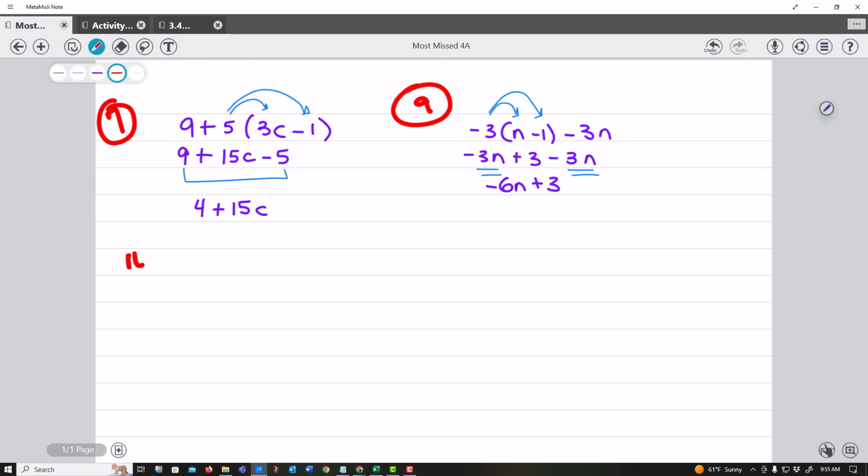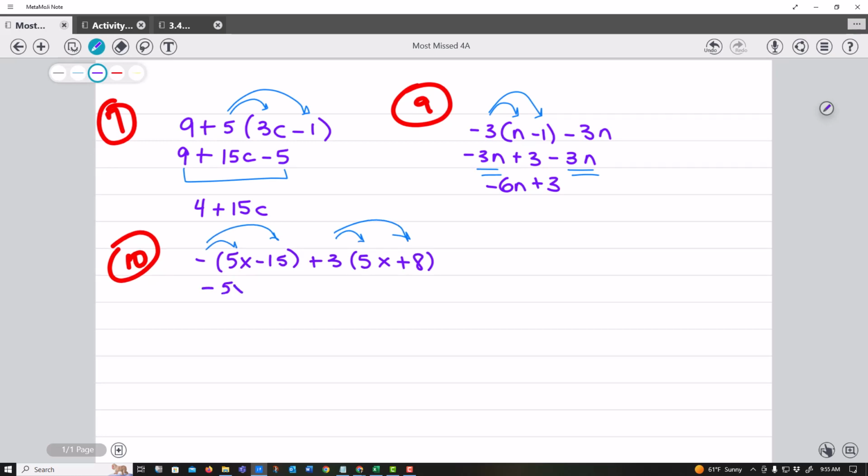All right, let's look at number 10. This is -5 times (x minus 15) plus 3 times (5x plus 8). I want to distribute this negative, and then I'm going to want to distribute this 3. So this will become -5x, a negative and a negative, that will become plus 15.